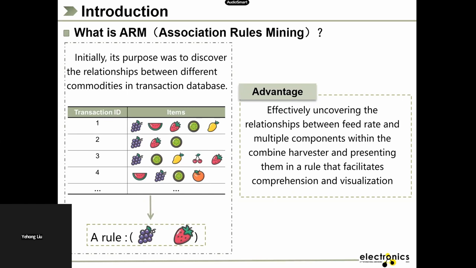To discern the feed rate, we propose a method based on association rules mining. ARM is one of the active research methods in data mining, which was first proposed by Agrawal. ARM technology not only automatically mines the relationship between two things, but also presents their relationship as a rule to better reflect the internal mechanism of things. Initially, its purpose was to discover the relationship between different commodities in a transaction database. Association rules reflect the independence and the correlation between one thing and other things, which can be regarded as an if-then relationship.